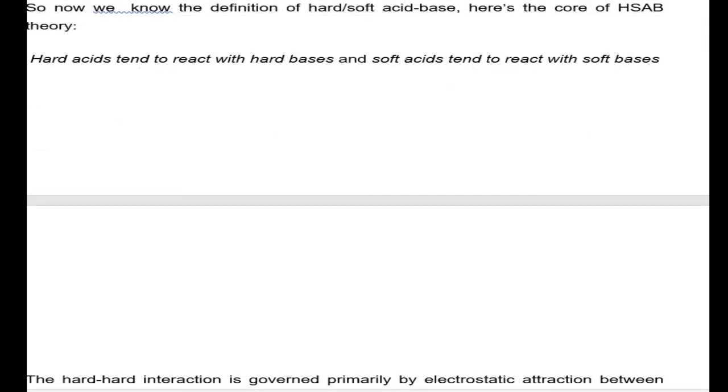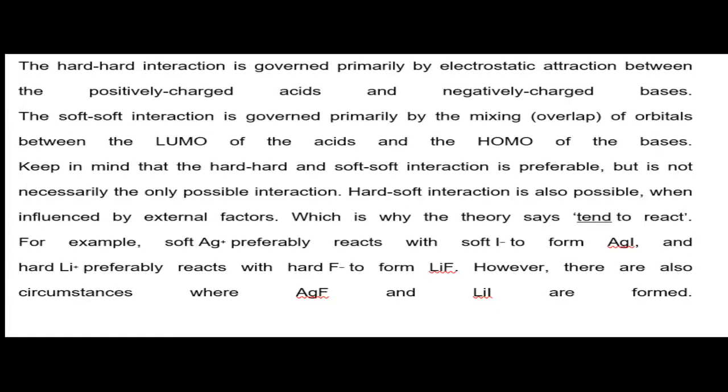So now we know the definition of hard and soft acid base. Here is the core of hard and soft acid base theory: hard acids tend to react with hard bases and soft acids tend to react with soft bases. The hard-hard interaction is governed primarily by electrostatic attraction between the positively charged acids and the negatively charged bases. The soft-soft interaction is governed primarily by the mixing or the overlap of orbitals between the lowest unoccupied molecular orbital of the acids and the highest occupied molecular orbital of the bases.